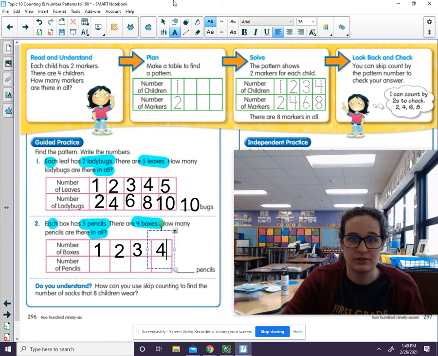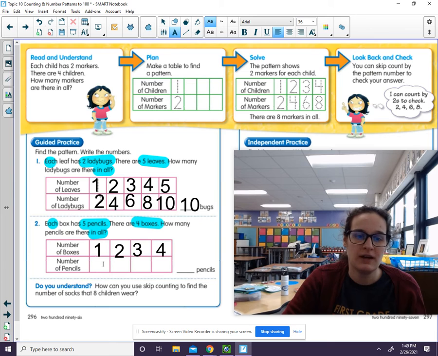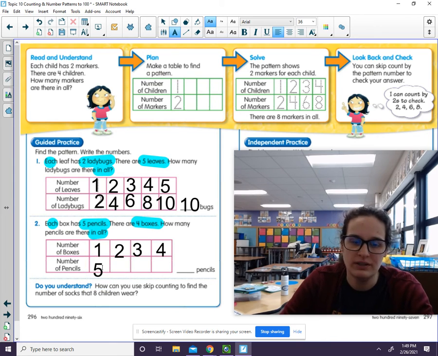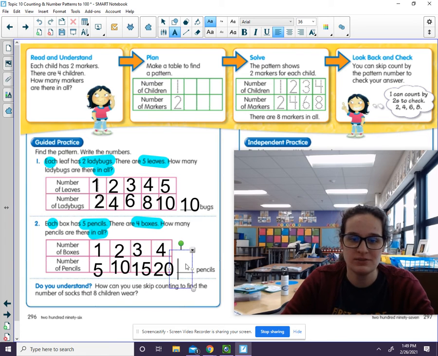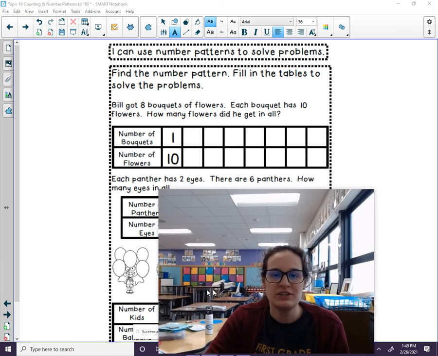Number of pencils. Well, how many pencils were in each box? Each box has 5 pencils. So if each one has 5, instead of drawing that picture and putting 5 in every single one, let's just count by 5s. So 5, 10, 15, 20. So how many pencils total? 20 pencils.